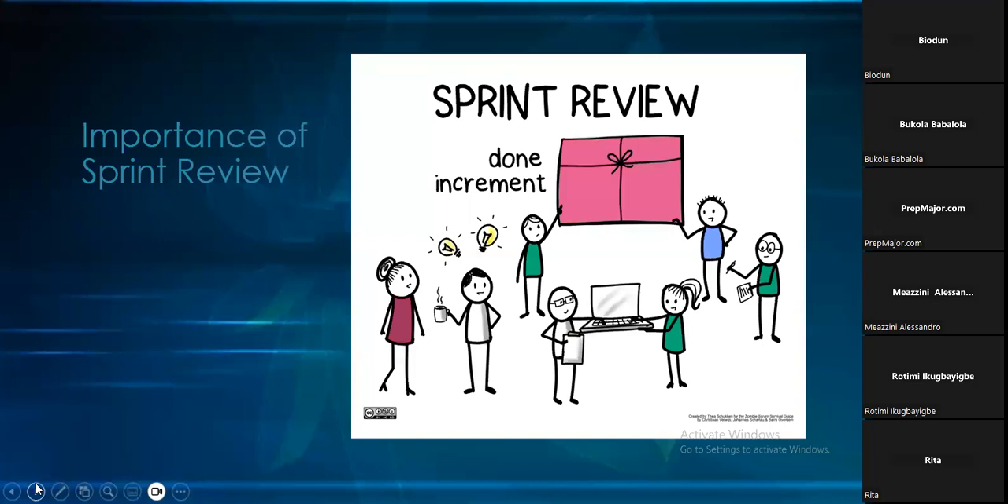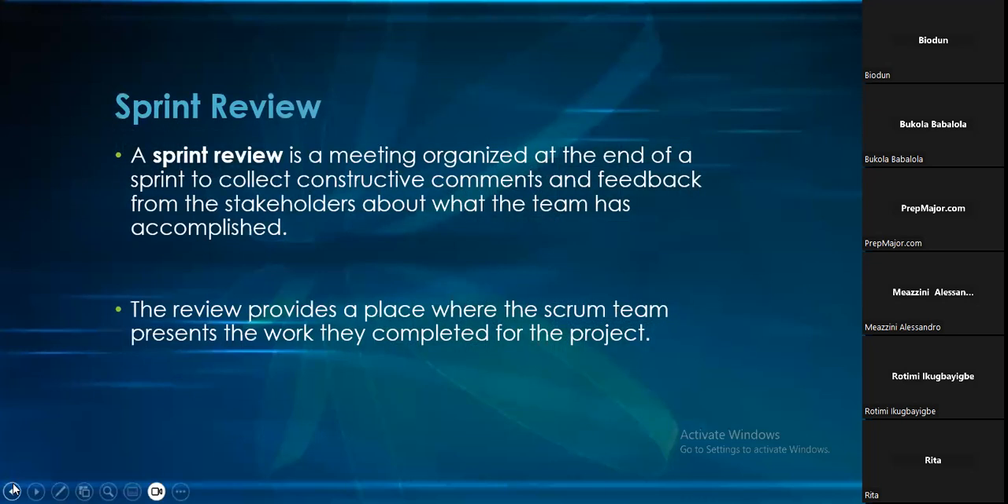Importance of sprint review. I wanted to mention the second point on the sprint review. The review provides a place where the Scrum team presents their work, the things that have been completed for the project. The team doesn't show the things that are still in progress. But sometimes, if something in progress has gotten to a milestone that you want to showcase, you can showcase it. But usually it's completed work that you show in the sprint review. And the goal is to obtain feedback.